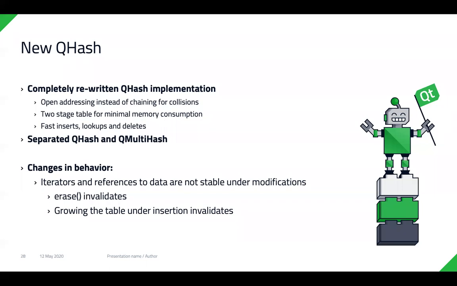We're gaining a lot of performance and memory benefits with this one, but it has a couple of changes in behavior as well. The change is that iterators and references to data stored in the hash are not stable under modifications of the hash. So erasing and growing the table under insertion invalidates those iterators and references.